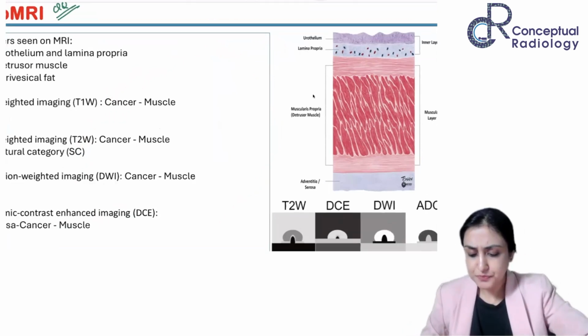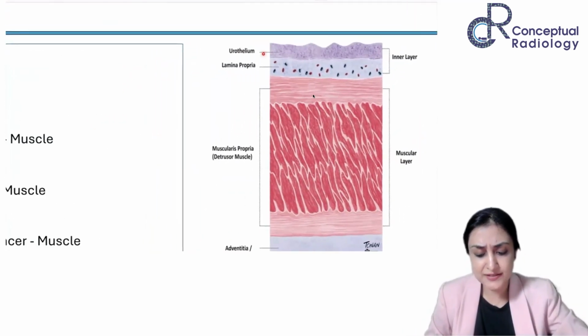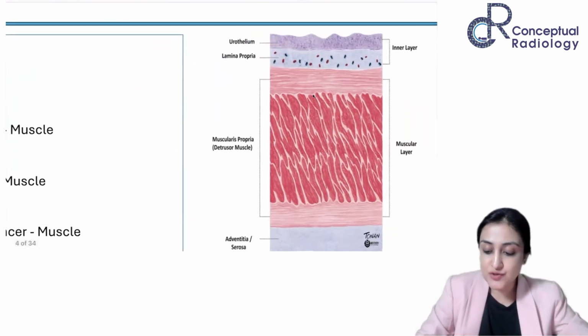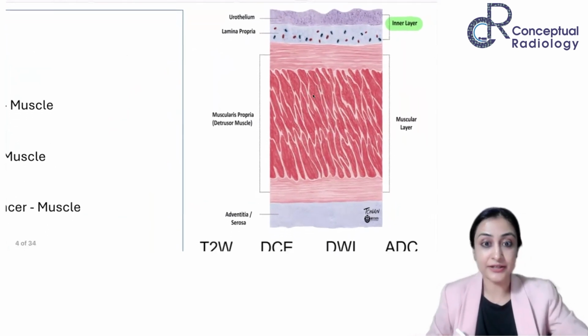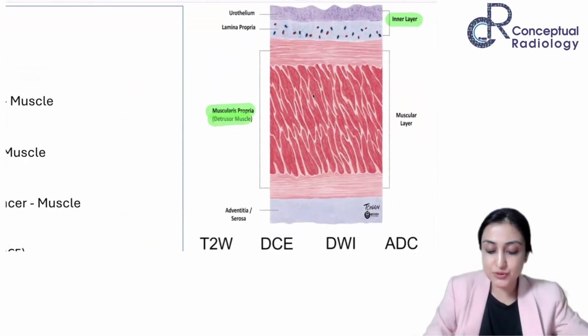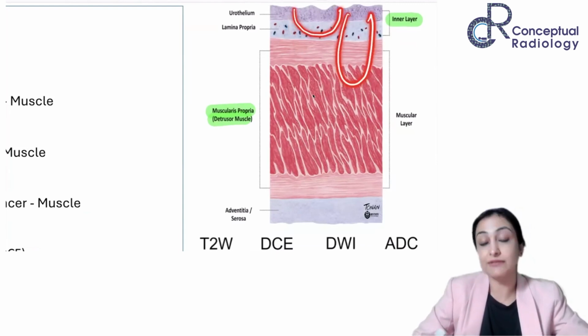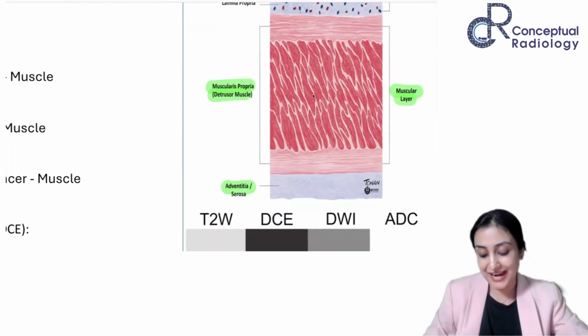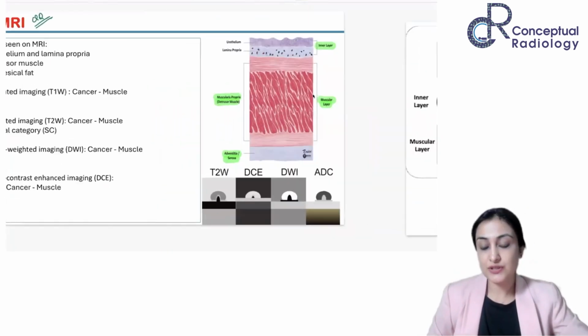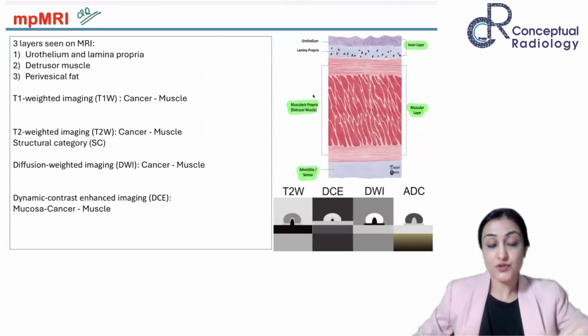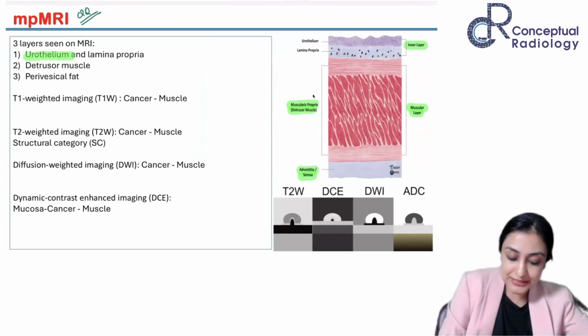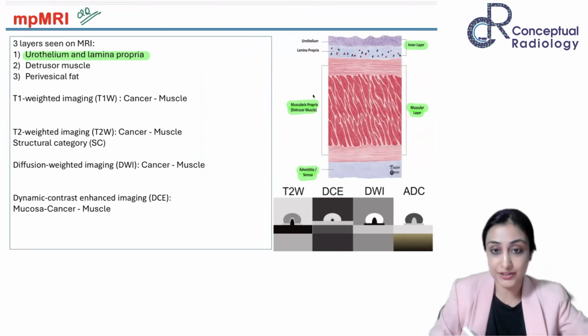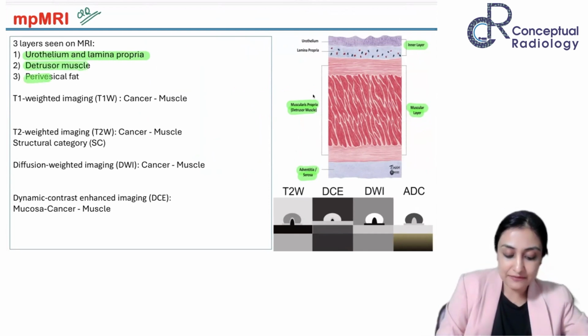Okay. So you have these layers. So you can see this is the urothelium, which is the transitional epithelium, and lamina propria. This on MRI is going to look to us like one layer. Inner layer bolenge isko. Then we have the main muscularis propria, where we want to see whether the tumor is superficial to it or invading into it, right? So this is our second layer, which is muscularis layer, and then you have adventitia or serosa. Okay, so these are the three layers that we see. So on MRI, what are the three layers? Urothelium and lamina propria together make the inner layer. Detrusor muscle and perivesical fat.